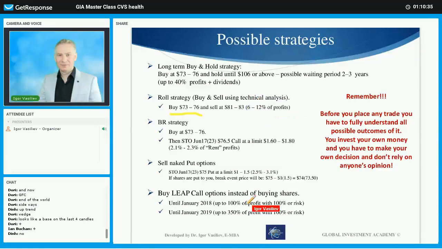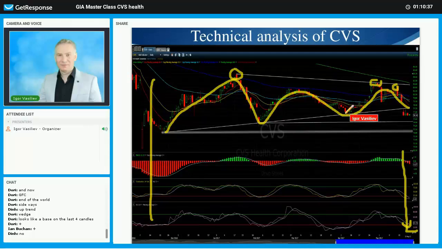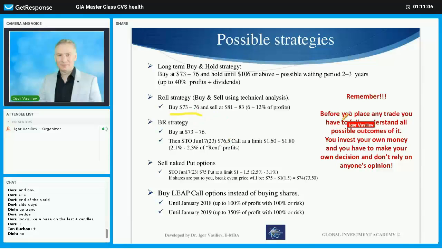Now, how long does it take to get this money? Again, we look at technicals and we can see that at the beginning of April, the highest point was somewhere after 3 weeks. Okay, here we see beginning of February. Here we can see about 3 weeks from there. So looking at that, we can assume that it takes about 3 weeks to go up and then several weeks to go down. So if you buy and hold, you have to wait about 3 weeks in order to achieve those levels. Okay, that's if you buy and sell. Then BR strategy, we're going to look at this in detail, and then buy LEAP calls as well.